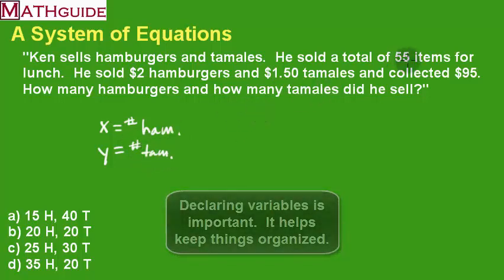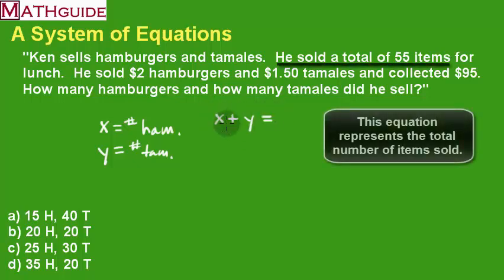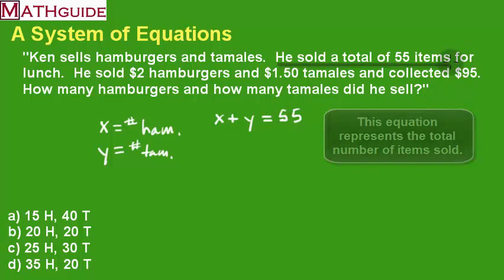Alright, so we know that he sold a total of 55 items. That means the number of hamburgers plus the number of tamales, the total number, you add them up together, is 55: x + y = 55.